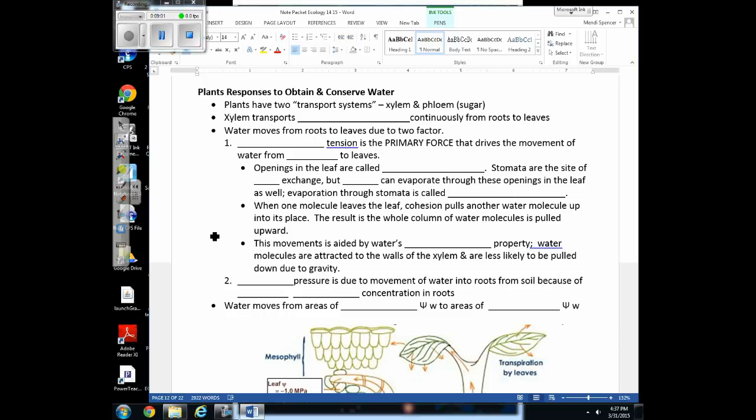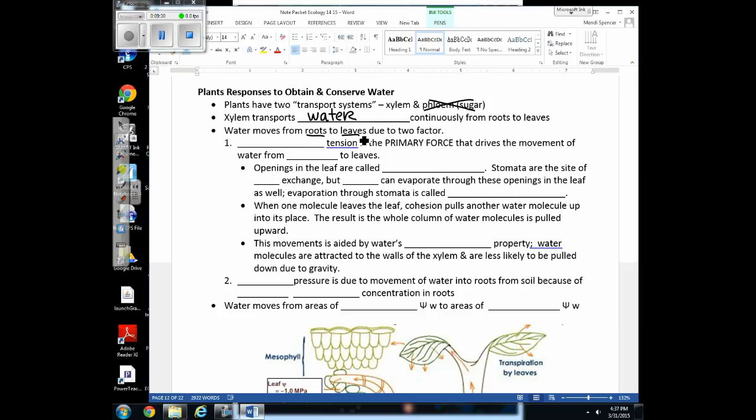Just like you have blood vessels that transport blood, a plant has transport vessels to transport water and sugar. The xylem is the name of those transport vessels that transport water. The phloem transports sugar, but we're not going to focus on that, so you don't have to worry about it. Water actually moves from roots to leaves and not vice versa. I have some students that believe that water is absorbed through leaves, and that does not occur.